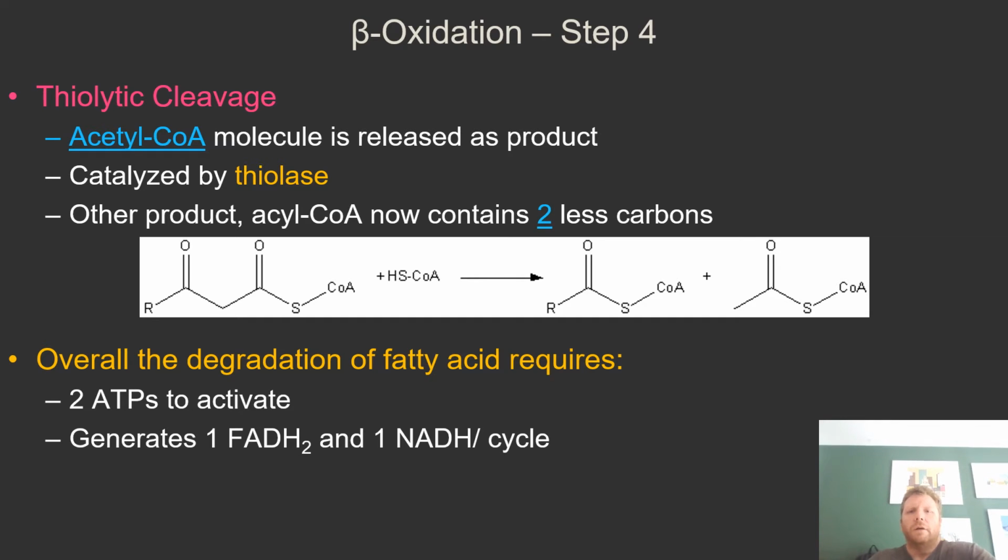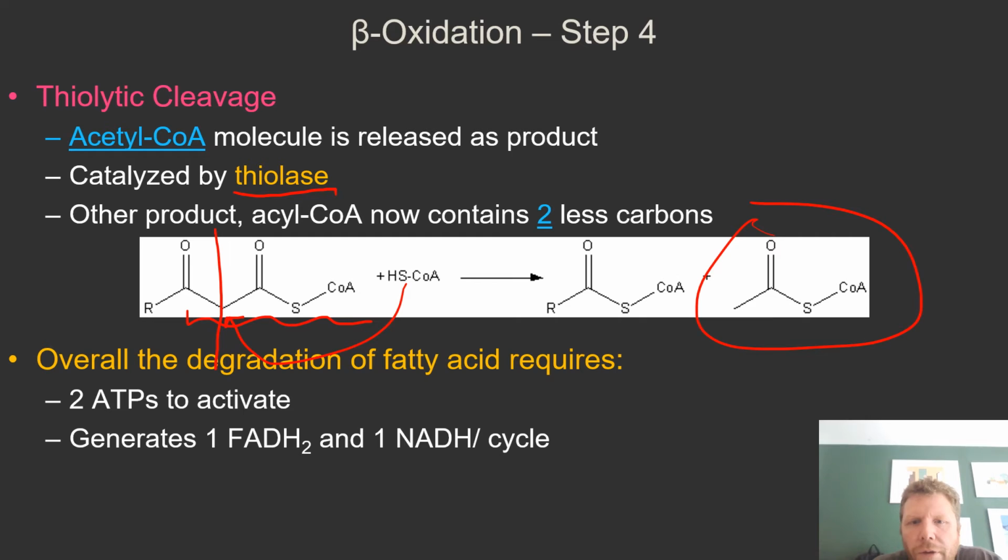Okay, and this is where we're going to do our thiolytic cleavage. So an acetyl-CoA molecule is going to be released as a product. Our enzyme is thiolase. The other product, acyl-CoA, now contains 2 fewer carbons. So what we've done is we've taken this molecule right here. We've got our almost symmetrical carbon double bonded oxygen, and we've got a coenzyme A that we're going to swoop in and basically put it right here and release this guy right here.